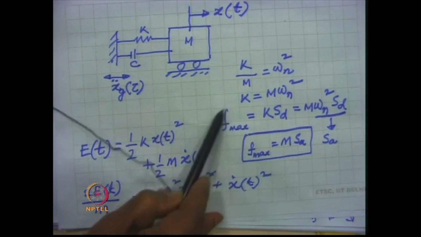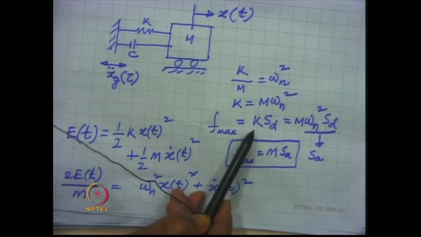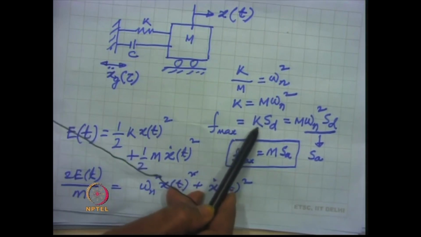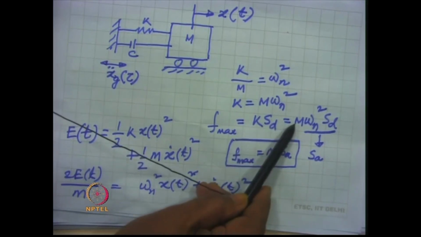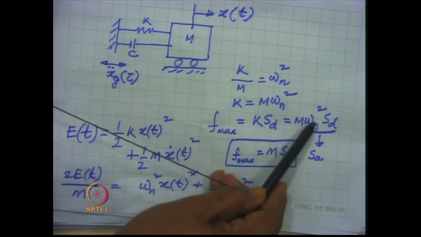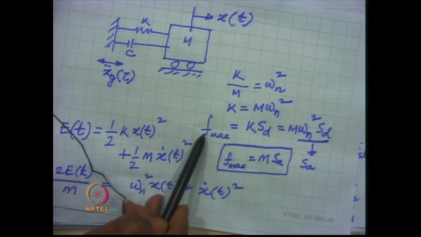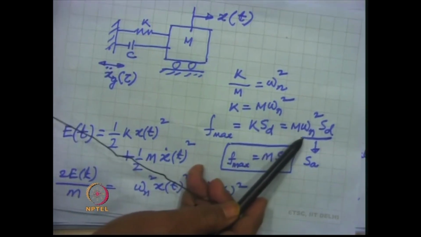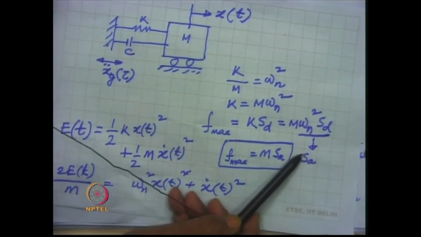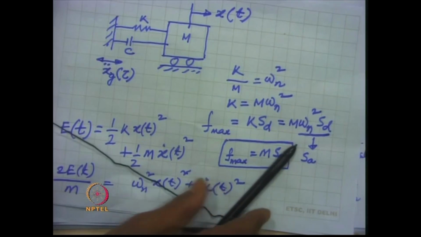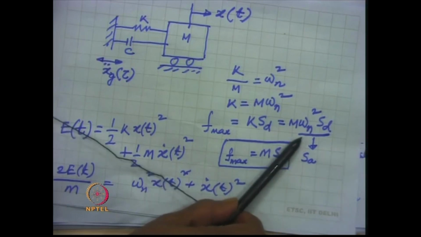Now, F max, the maximum force in the spring, is given by the spring constant k multiplied by Sd. If we substitute for k, that is m omega n square into Sd, that becomes the value of the maximum force. Now, omega n square multiplied by Sd is nothing but the spectral acceleration SA that we had seen from this equation. SA is nothing but omega n square into Sd.